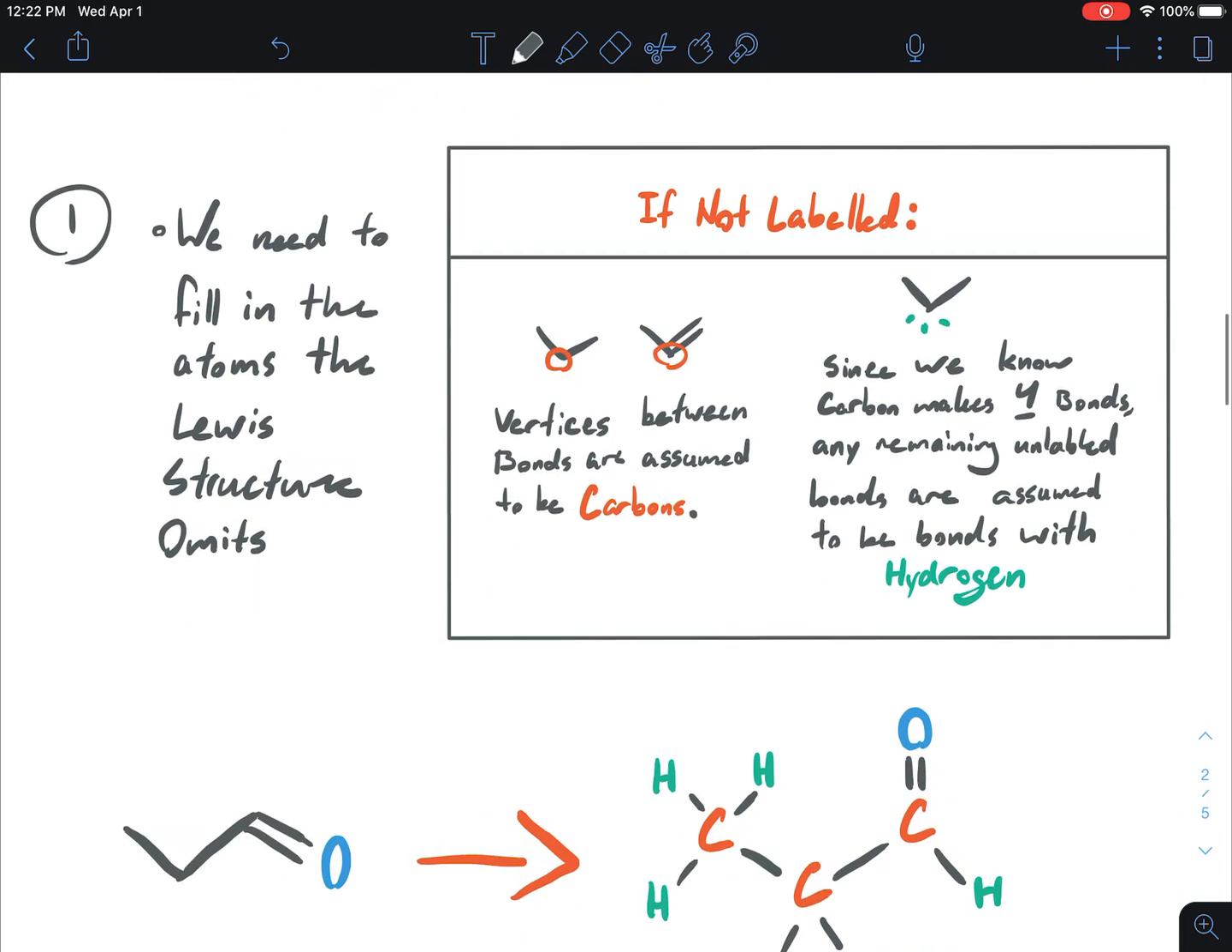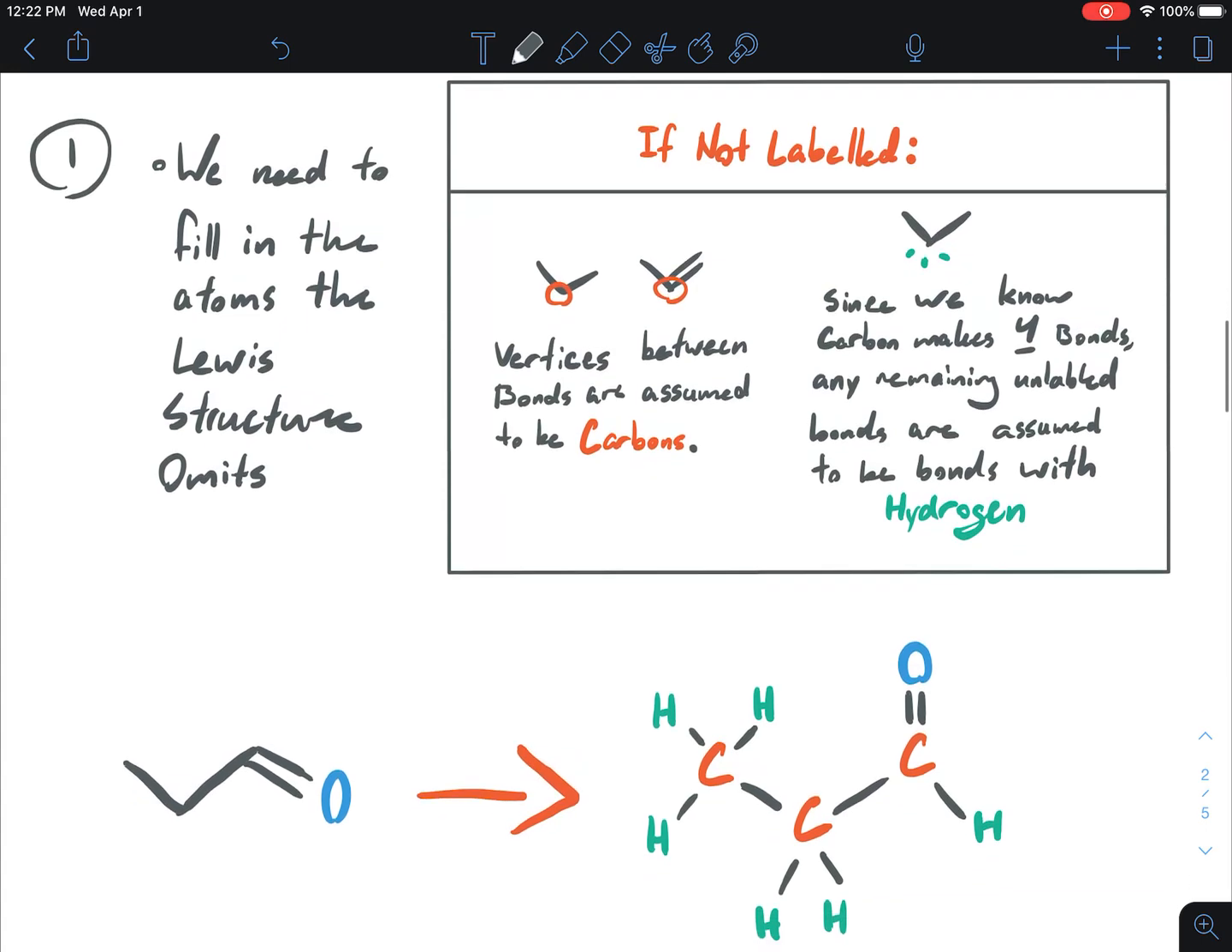So first we need to fill in the atoms that the Lewis structure omits. Here we definitely know that this is an oxygen. But what are these? I remember being confused on this part. What does this even mean? If there is no label for a given atom, then the vertices between bonds, where we see right here, are assumed to be carbons. And since we know that carbon makes 4 bonds, any remaining unlabeled bonds are assumed to be bonded with hydrogen.